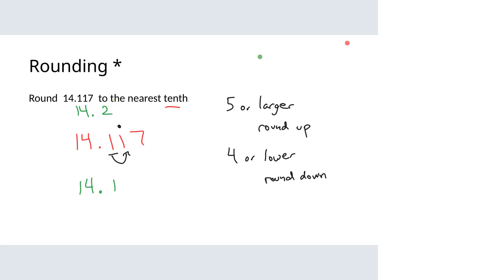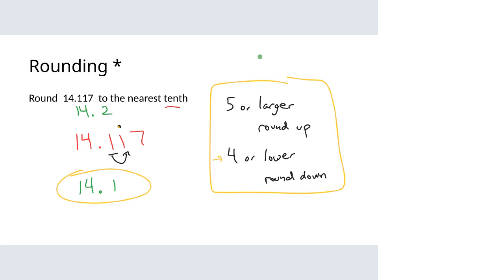Now, the way that we answer that is we use this technique over here. If the number to the right of the position we're looking for is 5 or larger, we round up because that means it would be closer to that number. If it's 4 or lower, we round down. And when we look to the right, it's a 1. It's 4 or lower, so we're going to round this down to 14.1. Essentially, what we're saying is 14.117 is closer to 14.1 than it is to 14.2. That's what we're doing when we round.